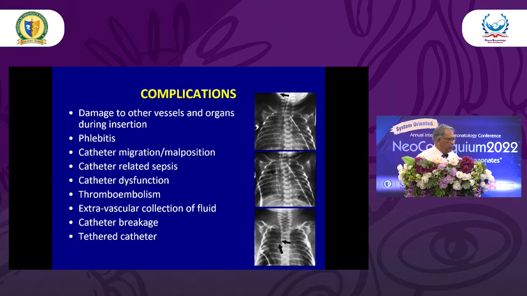Catheter-related sepsis is quite common. If you are not careful in handling, or if you don't have trained staff, it's likely that it will become infected, and once it is infected, it will not work. Thromboembolism is related to it. The catheter can break, or there can be adhesion of the catheter to the wall, and it becomes difficult to take out.